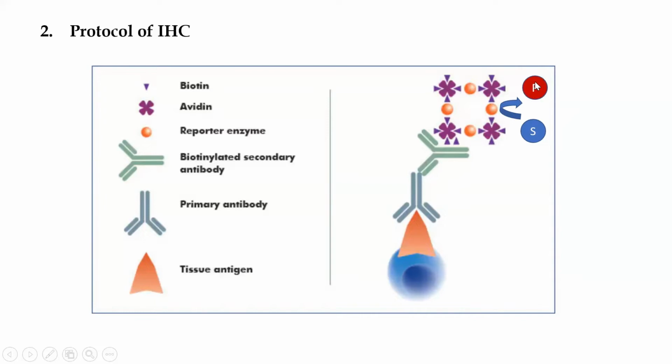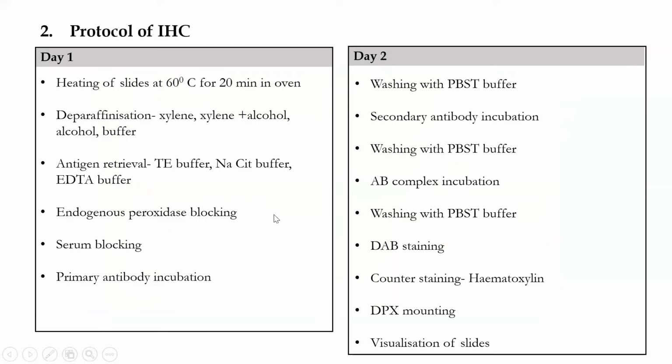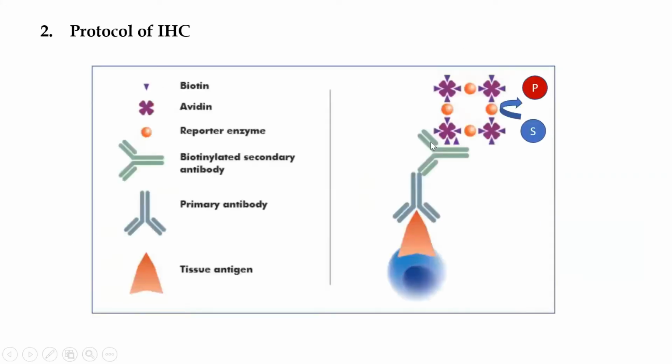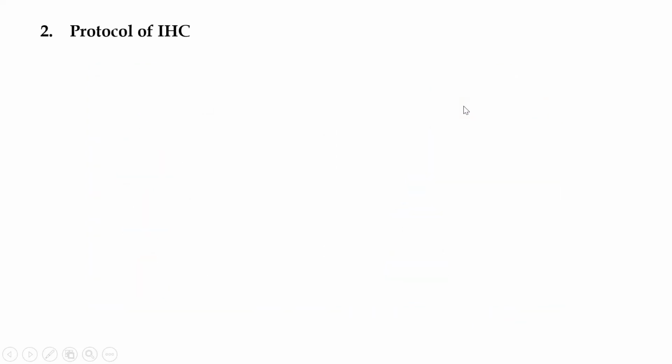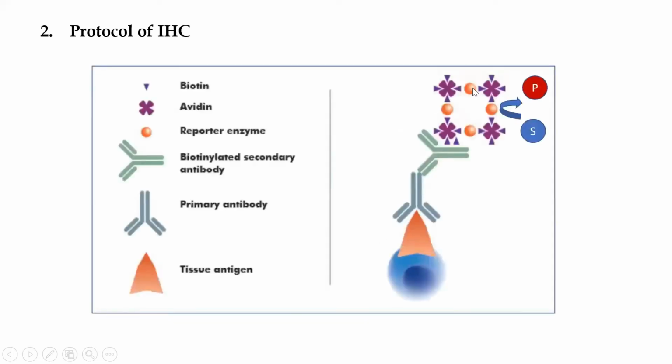So wherever in your tissue this antigen of your interest is present, it will get stained brown. And why I said endogenous peroxidase blocking: because in your tissue also, some traces of this enzyme are inherently present. So that is blocked in the earlier step so that you get a very precise staining, where only your tissue antigen is present. That position only gets stained brown.